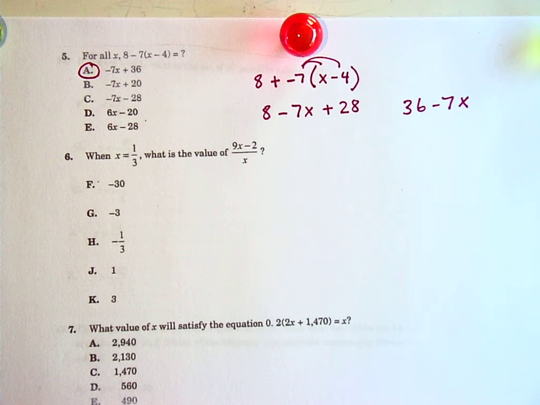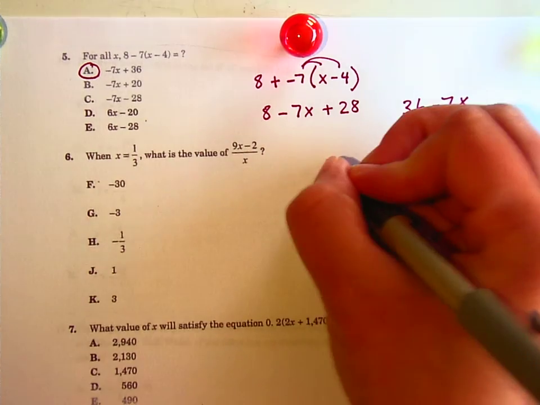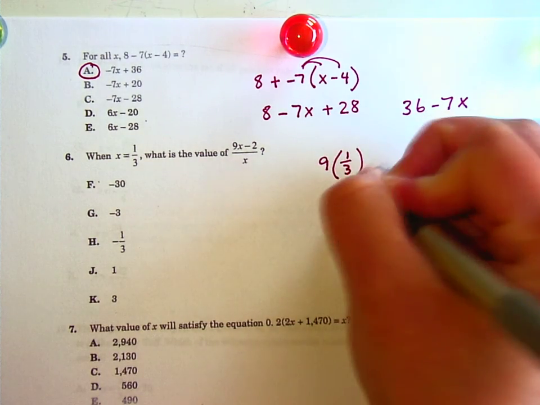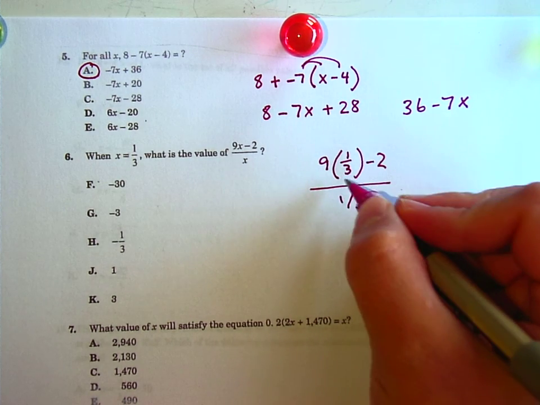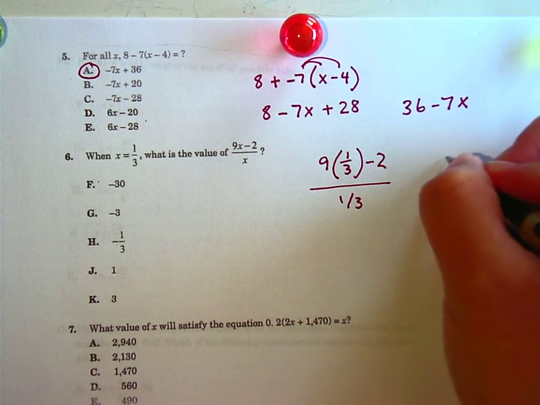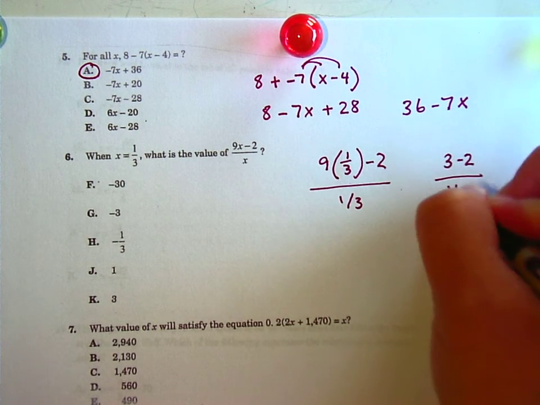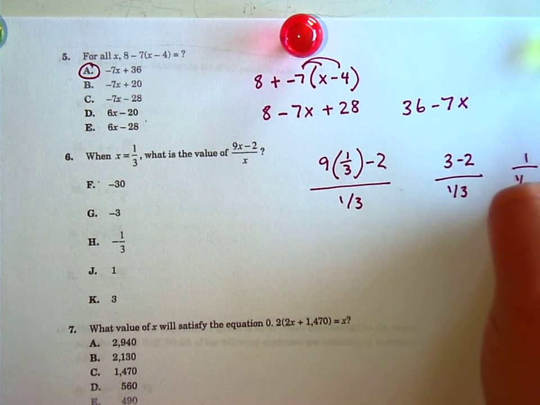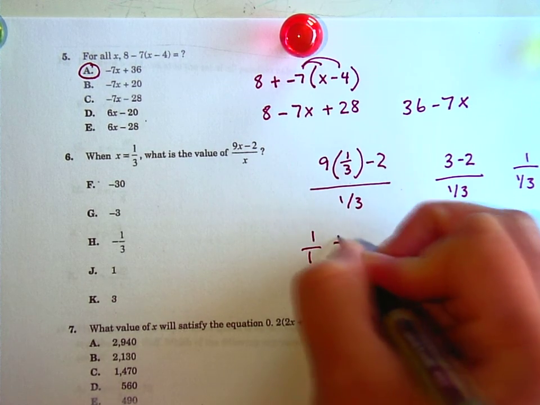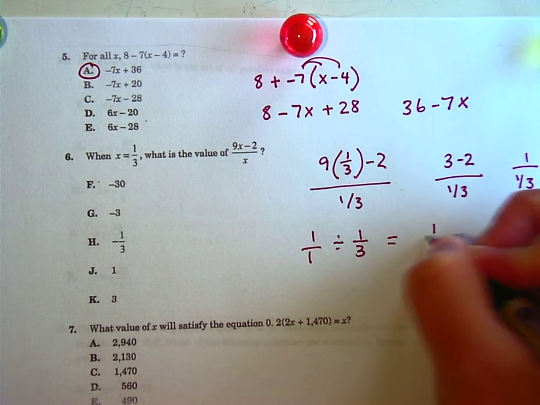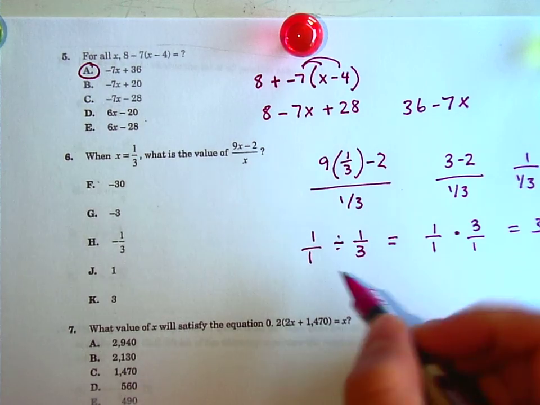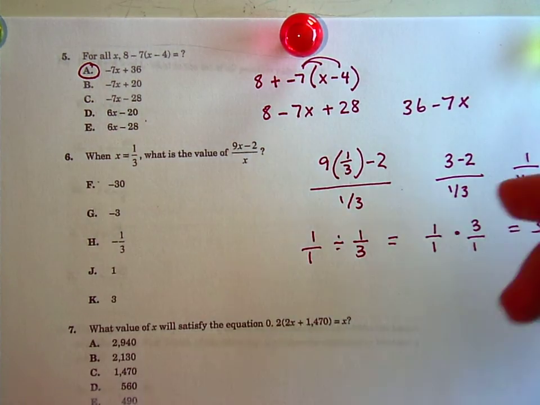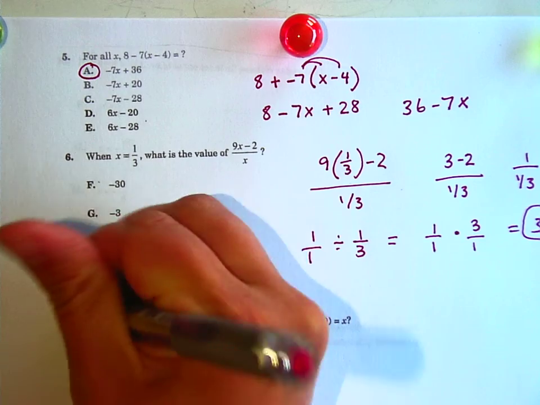So just recognize that. All right, for number 6, when x is 1/3, what is the value of all that stuff? Let's see, that'd be 9 times 1/3 minus 2, all divided by 1/3. So 9 times 1/3 is really like 9 divided by 3, or a third of 9, which is just 3. So this is 3 minus 2 over 1/3. 3 minus 2 is 1. 1 over 1/3. So then this would be 1 over 1 divided by 1/3, which is the same thing as 1 over 1 times, if you flip the fraction. Remember that dividing by a fraction is the same thing as multiplying by the reciprocal. And that makes 3. Okay.